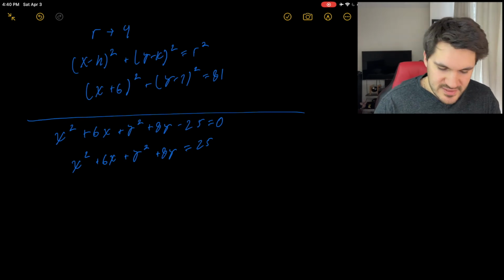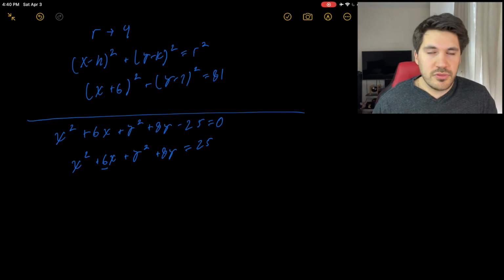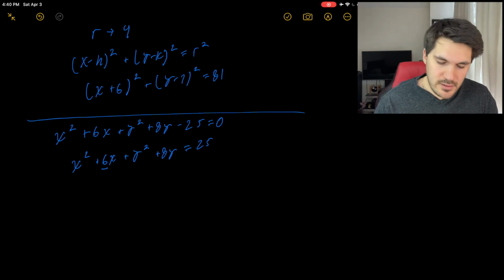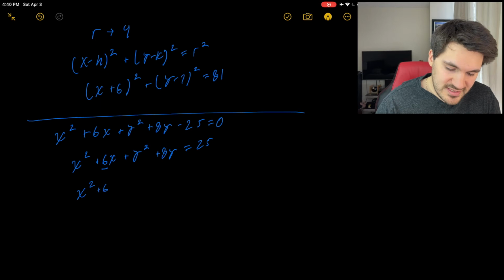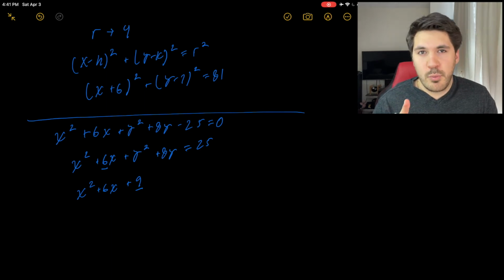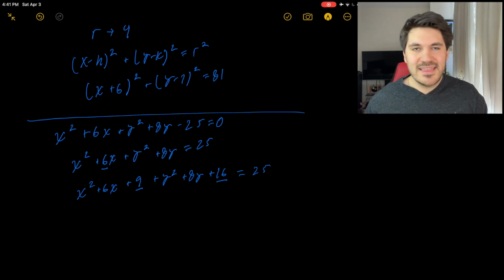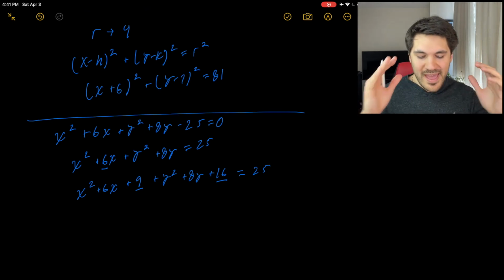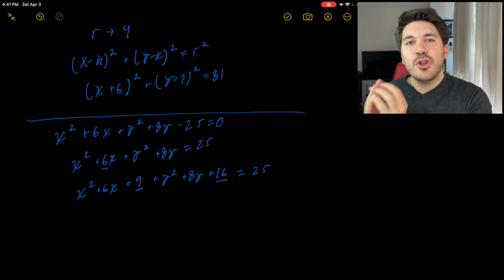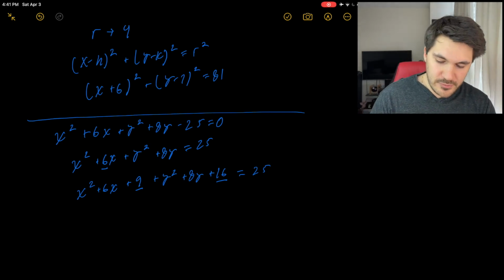Half of 6, this 6 right here, is 3. 3 squared is 9. So we're going to do x squared plus 6x, and we're going to add a 9 to the left side. We're now going to do the same thing to the y term. Half of 8 is 4. 4 squared is 16. So we're going to write plus y squared plus 8y plus 16 equals 25. And now this is perfectly fine to do, to add that 9 and the 16 to the left side, as long as you also add them on the right side. So we're also going to add a 9 and a 16 to the right side.